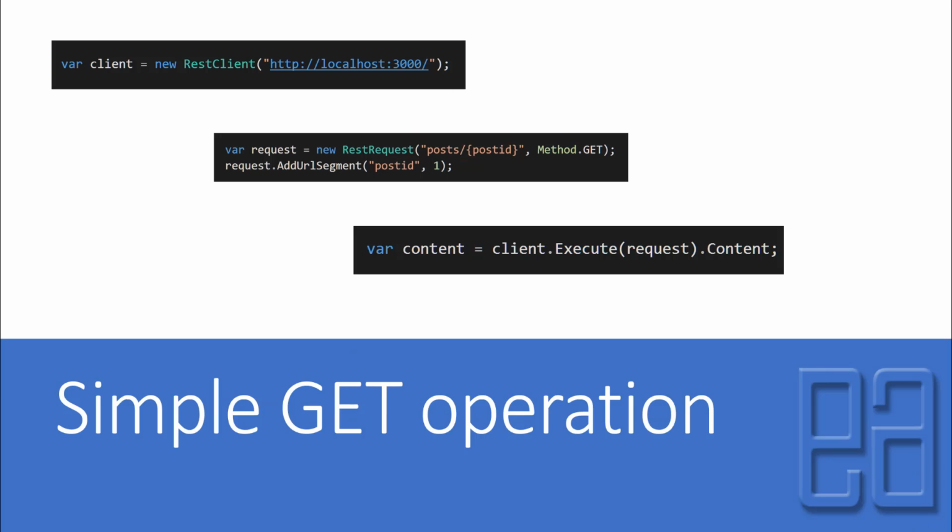So the simple GET operation that we'll be discussing in this particular video is this. We are going to be using the class called RestClient, which you can obtain using the reference that we installed in our previous video, which is nothing but RestSharp from the NuGet package. So using that, you can see there is a class called RestClient. This client accepts the URL as one of the parameters in the constructor, and then we can use this particular client to execute the request that we're going to be doing.